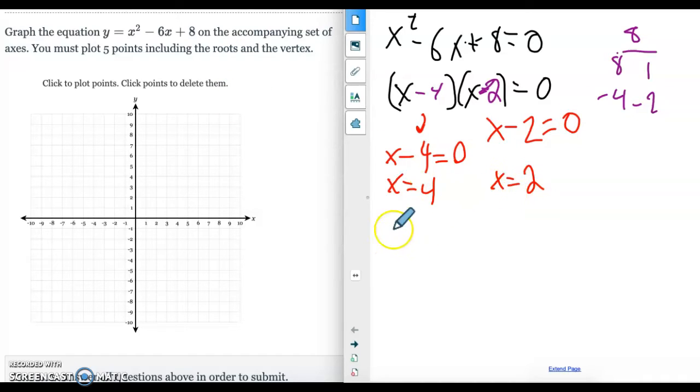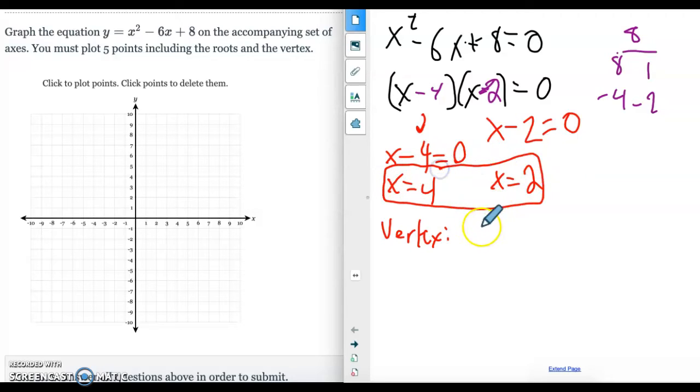It's 4 and 2. To find the vertex, we averaged those, remember? We took our 2 roots, whatever they are, and I average these 2 numbers. So the vertex is 4 plus 2 divided by 2, which is 6 over 2, which is 3. Remember, that was our h value.